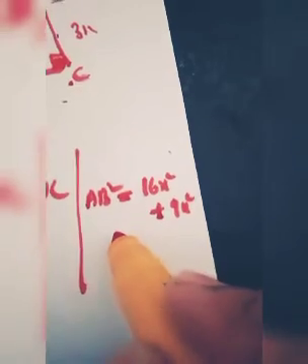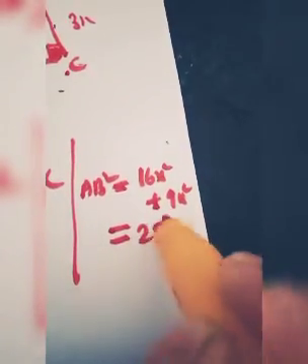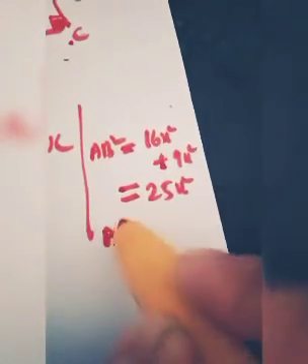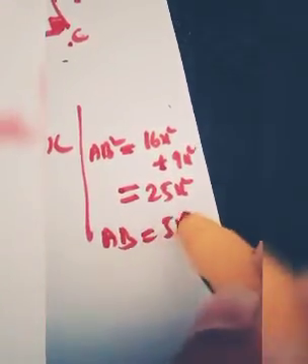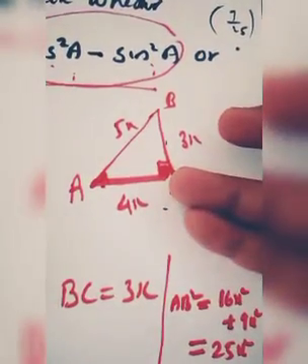Fine. Check whether it is correct or not. I cannot explain every step. So AB square will be 16x square plus 9x square, which is 25x square. Then what will be AB? Square root of this, it will be 5x. Find out yourself, I am not going to explain. Just think yourself about how this came. Okay, so we got all the 3 sides of the right triangle.